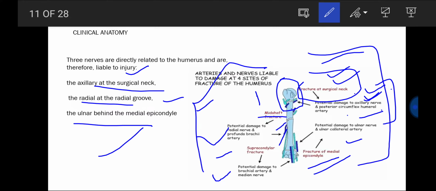If there is a fracture of the neck, mid shaft, supracondylar fracture or medial epicondyle fracture, which nerve will be affected? For the surgical neck, there is the axillary nerve. For the mid shaft, there is damage to the radial nerve. If there is a supracondylar fracture, there is the median nerve. And if there is a medial epicondyle fracture, which one? The ulnar nerve.